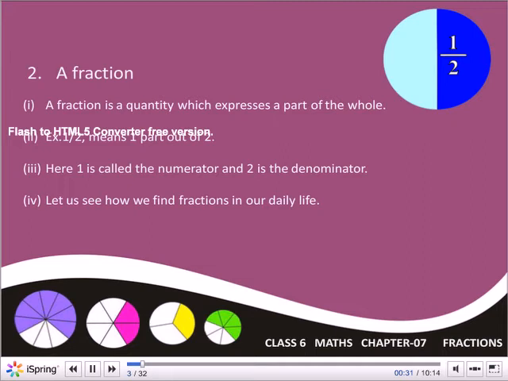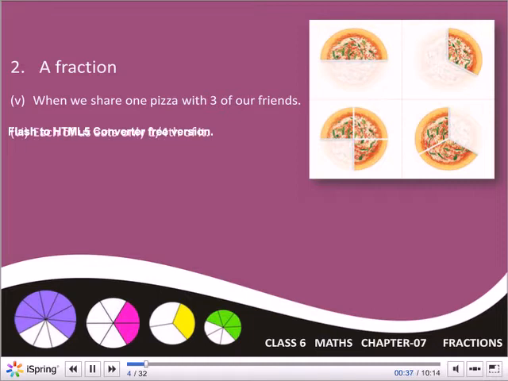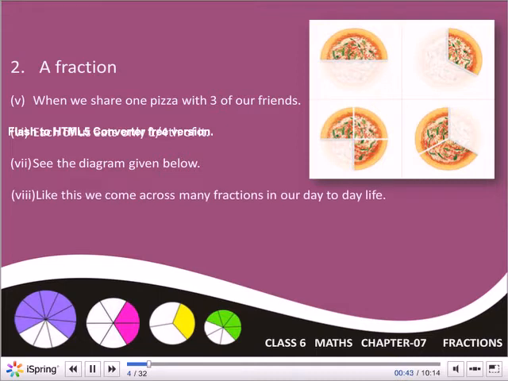Let us see how we find fractions in our daily life. When we share one pizza with 3 of our friends, each of us eats only 1/4 of it. See the diagram given below. Like this, we come across many fractions in our day-to-day life.